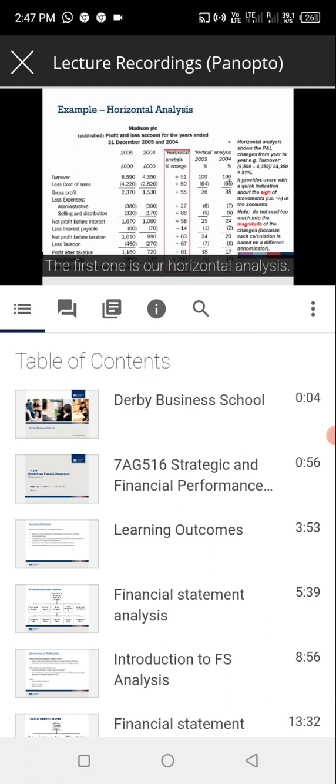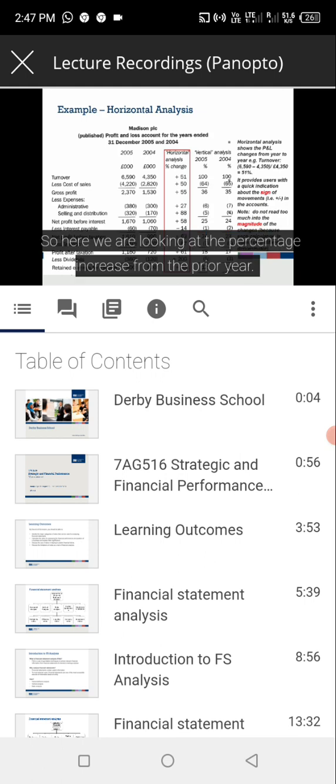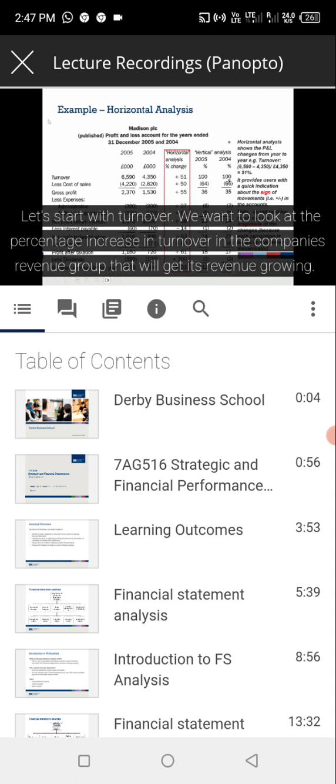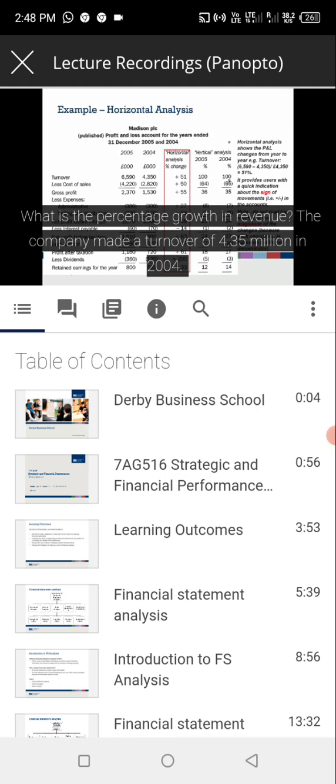The first one is our horizontal analysis. Now, if we look at horizontal analysis, we are simply calculating the percentage increase from one period to another, as we said. So here, we are looking at the percentage increase from the prior year. Let's start with turnover. We want to look at the percentage increase in turnover. Is the company's revenue growing? Is that okay? What is the percentage growth in revenue?